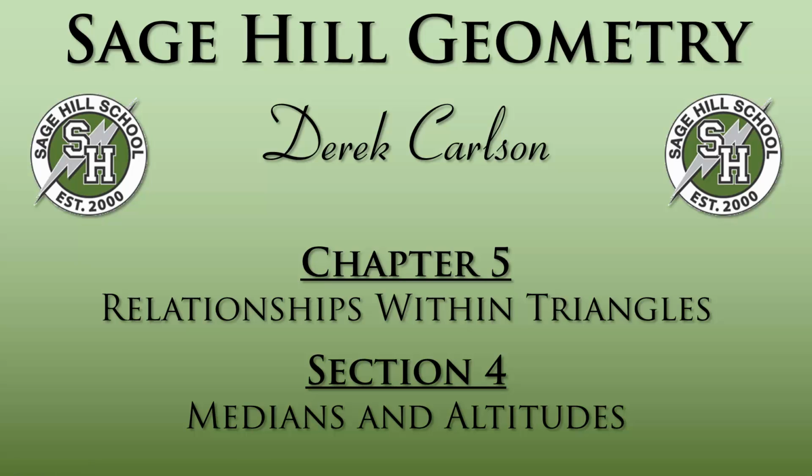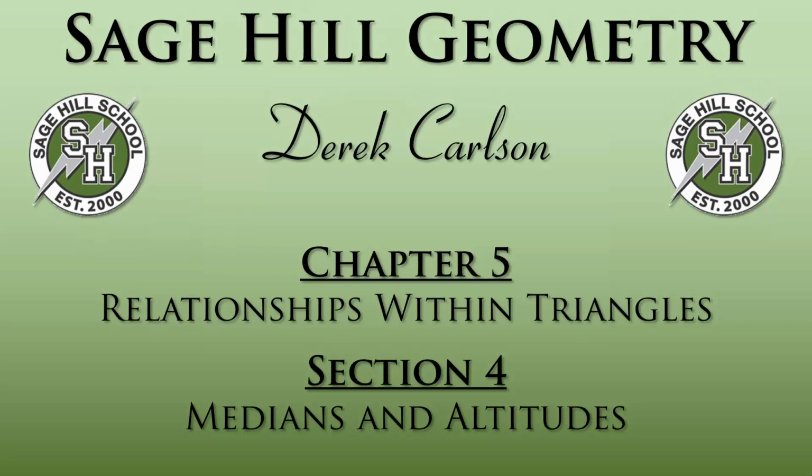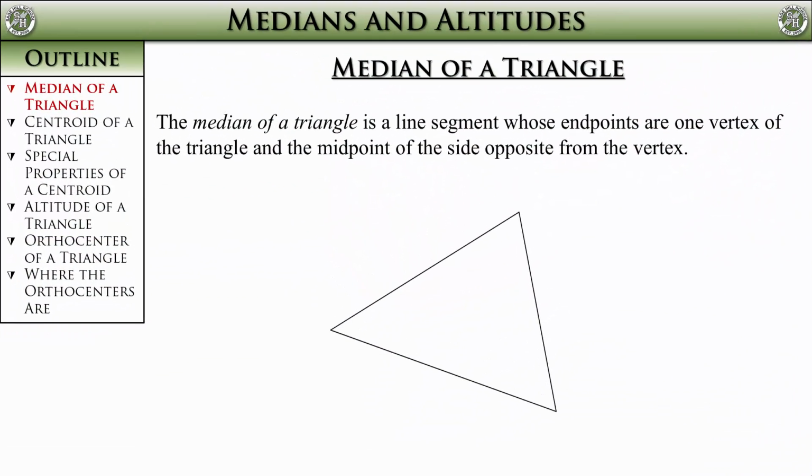We already covered a lot of the preliminary vocabulary for this section in 5.3, so we can jump right into it this time. The median of a triangle is a line segment whose endpoints are one vertex of the triangle and the midpoint of the side opposite from the vertex. It makes more sense if you see one drawn in.